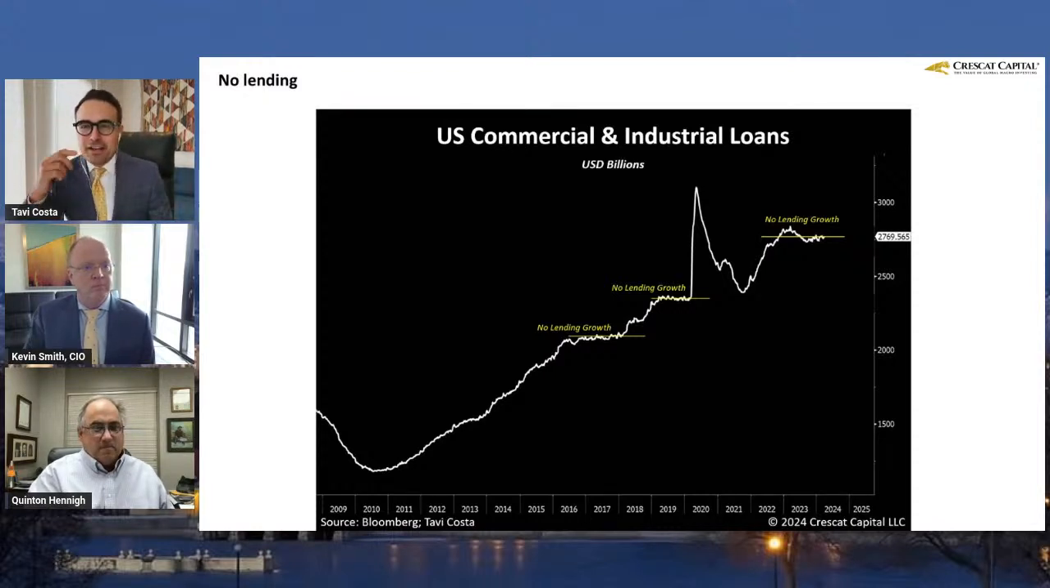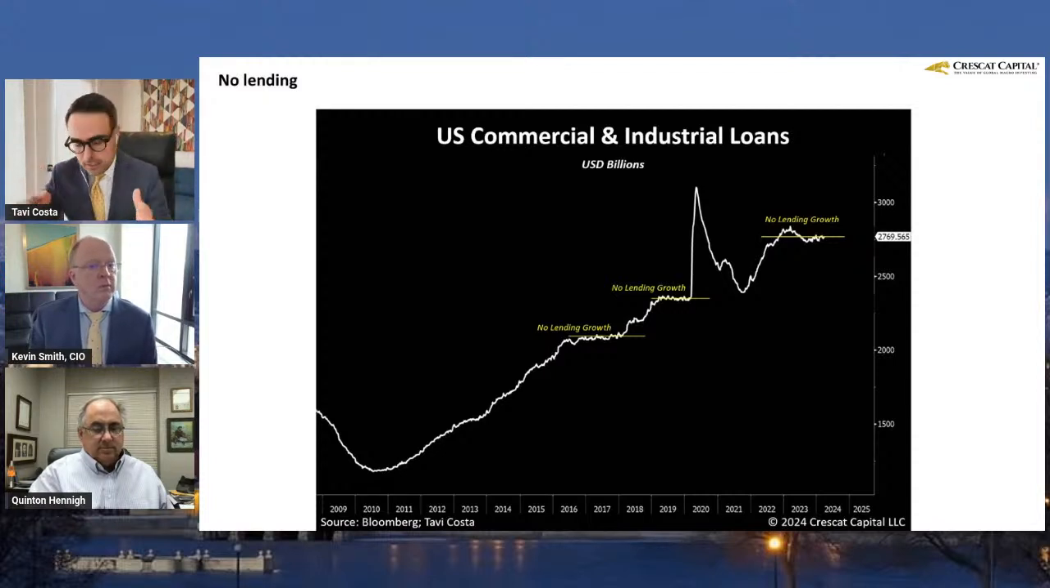Some smart investors, they don't know exactly the timing of things, but they know when things get a little frothy. So let me talk about some of the things that I think are interesting in this environment. This is a chart of commercial industrial loans, and it's going to set the stage for some of the things we're going to talk about.